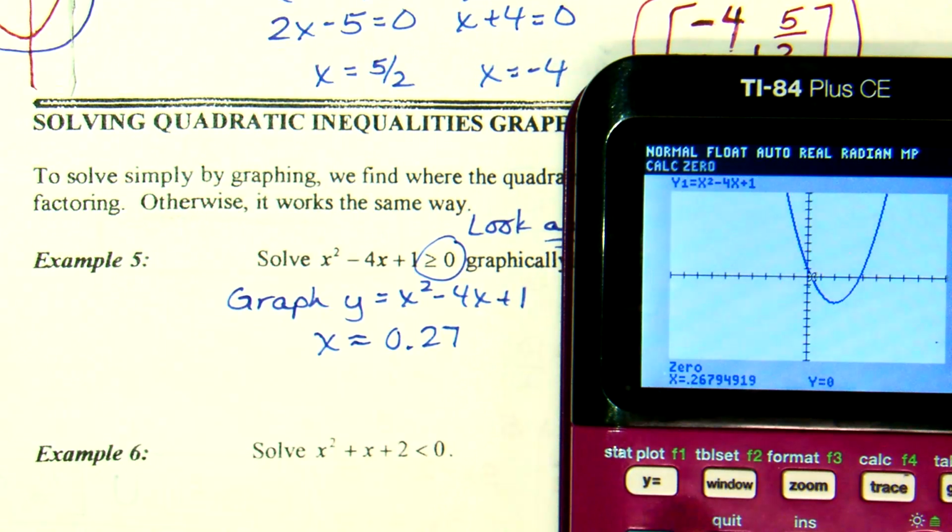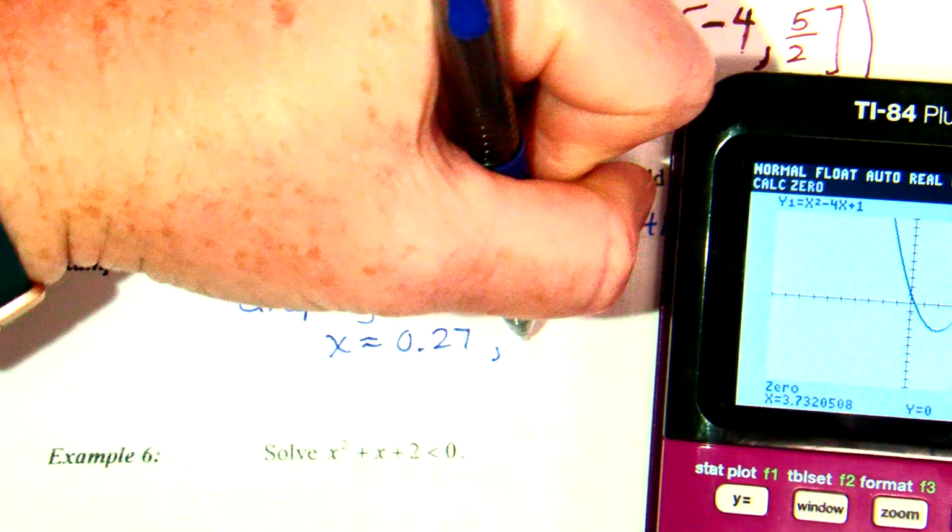So second, calc. Number 2 or 0. Now your left bound has to be left of the other one. So it's below it. Right bound is past it or above it. Guess, you backtrack to that ballpark area. And did you get a matching 0 with me? Yep, 3.7320508 is what mine says. So if I go 2 decimal places, that is 3.73 approximately.